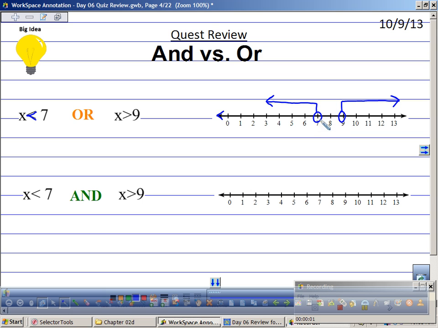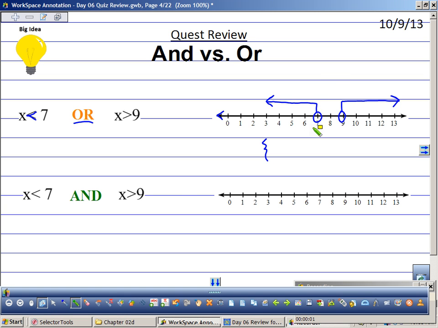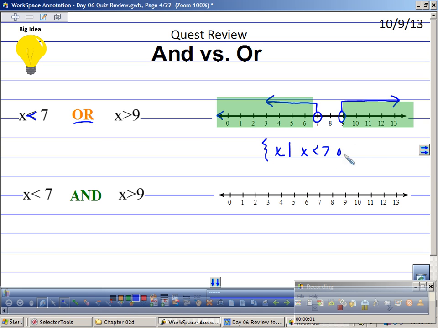If I'm talking about going to the beach and I say that if you do your homework or you clean your room, then who gets to go? Everybody going this way and everybody going that way, right? What about 8? 8 doesn't get to go. They're not part of it, right? So it would be all of these numbers and all of these numbers. Got it? So we would say x such that x is less than 7 or x is greater than 9.